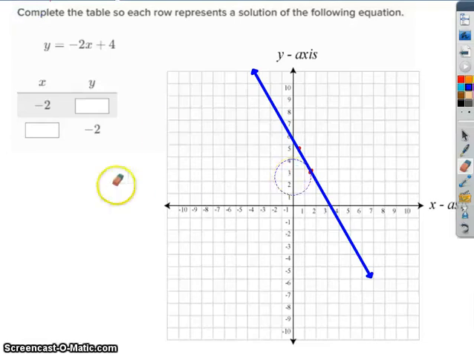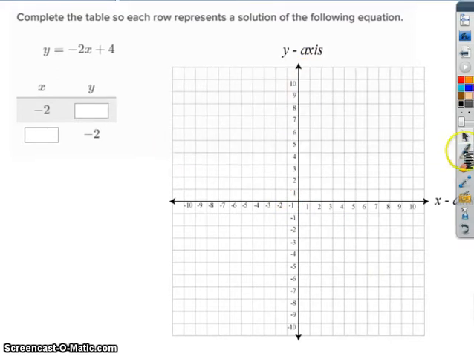All right, so a few minutes ago I just graphed this. Let's try this again.